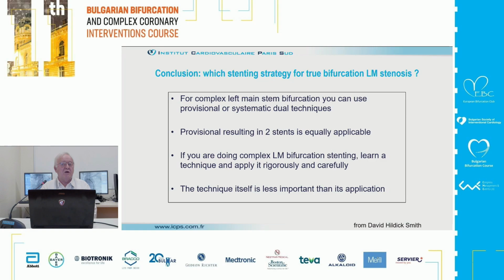Especially if you do a low number of left main stenting procedures in a year, let's say 15, and you want to share between 2 or 3 techniques, 5 with a culotte, 5 with a DK crush, and 5 with a provisional, then you will be very bad in 3 of the techniques. Thank you very much.